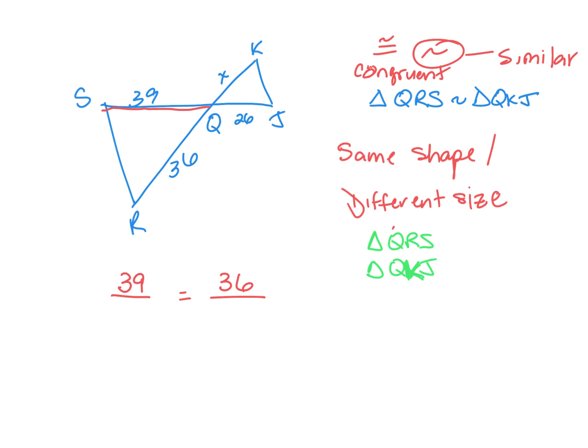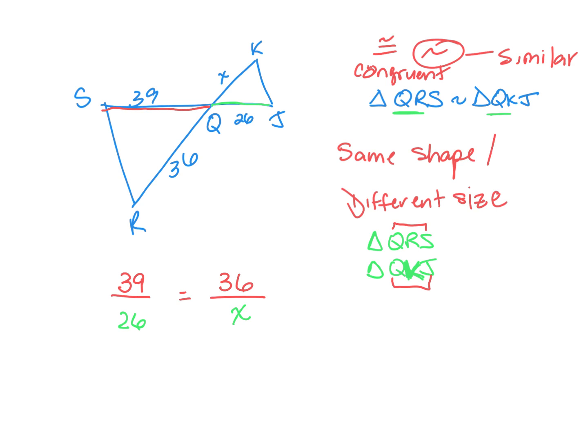So SQ would be equal to QJ. So I go over to the other triangle, and QJ is this guy. So the 26 goes under the 39. And then the 36 will have the X because there's nothing else there to pick, okay? But if you want to do it slowly, the 36 is RQ, and that goes with QK, which is the X. Everybody get why I put those there? So now you have two fractions equal to each other.